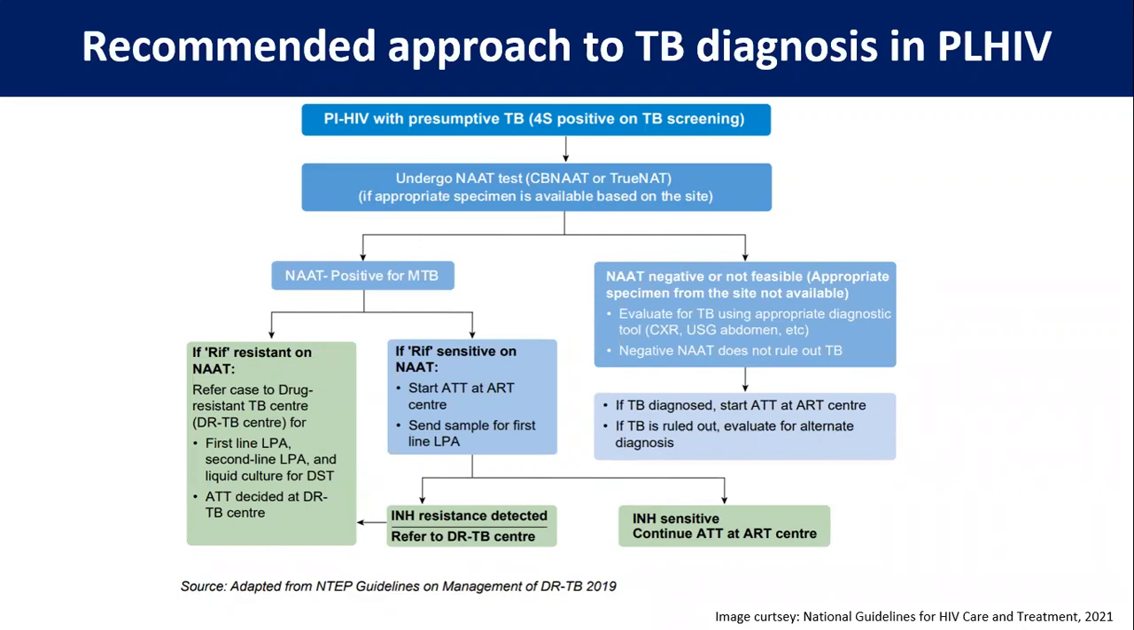But if the CBNAT is not possible, say for example, the facility is not available, or if the sample is not available, say for example, in the case of EPTB, then we evaluate for tuberculosis with other diagnostic tests like chest X-ray, sonography abdomen, maybe CT scan of brain.